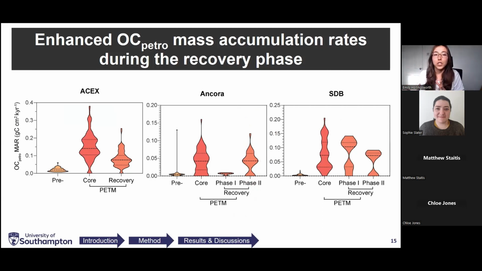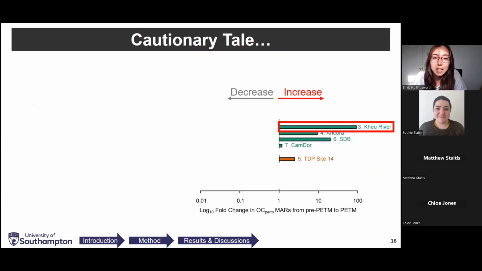talked mostly about, do we see an increase or a decrease in OC petro mobilization? But to then make the jump to, okay, we see an increase in the mid-latitudes, there must have been more CO2, is a jump we have to be quite cautious about. And I think this site here nicely is an example of why we need to be careful. Q River shows more OC petro input during the PTM.